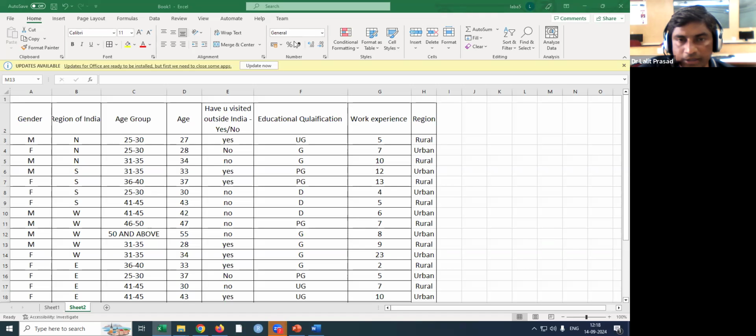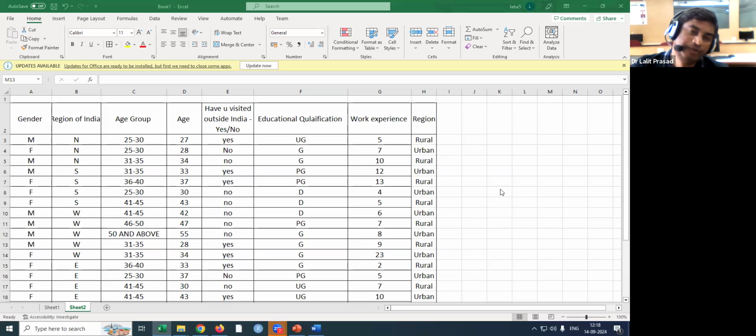Gender, region are nominal, age group ordinal, age is ratio, yes, no is nominal. So you all have given the same answer. Nominal, nominal, ordinal, ordinal, then nominal and then ratio. Region, what will the last one be? Region is nominal. Okay, fine. So all your answers are correct.